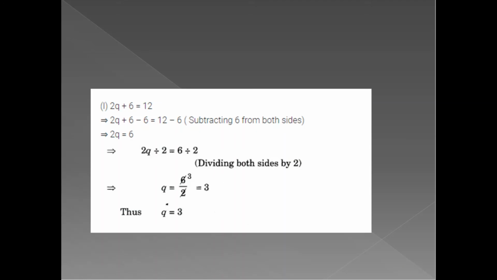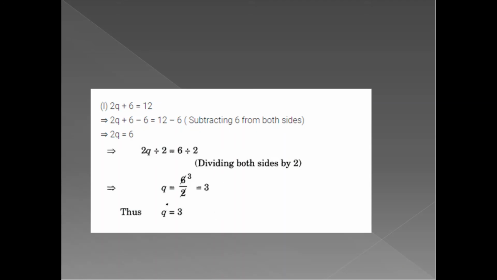2q plus 6 is equal to 0. 2q plus 6 minus 6 is equal to 0 minus 6. Subtracting 6 from both the sides. You get 2q is equal to minus 6. Now 2q divided by 2 is equal to minus 6 divided by 2. Q is equal to minus 6 upon 2 is equal to minus 3. So Q answer is minus 3.